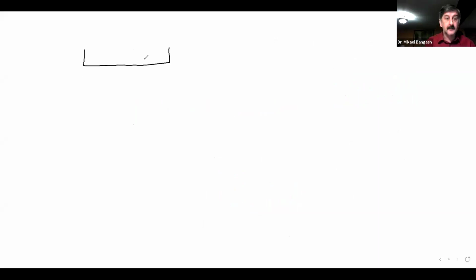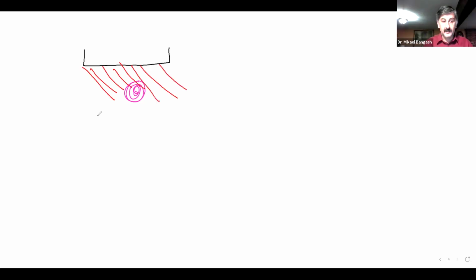Let's say that this was our transducer. There will be a structure here that we are scanning. Now, my dear guys, if we were only scanning from this angle here.